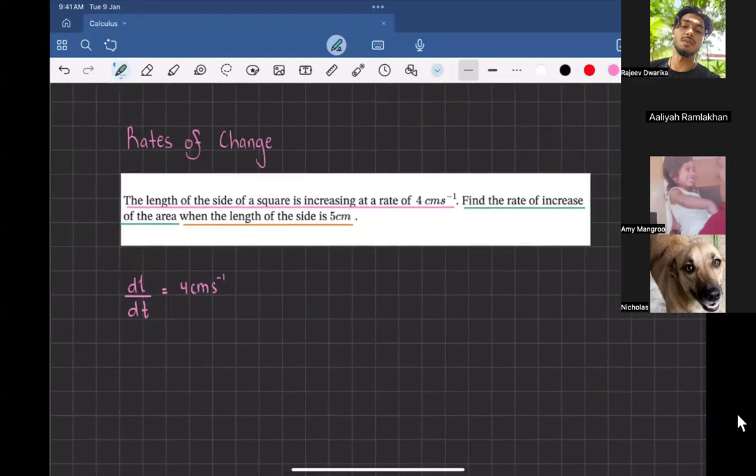This is usually the question part. So I'll read the question part. Find the rate of increase of the area. Stop there. They want us to find the rate of increase of area. So what is changing there? If we say rate of increase of area, what is changing there? The area.